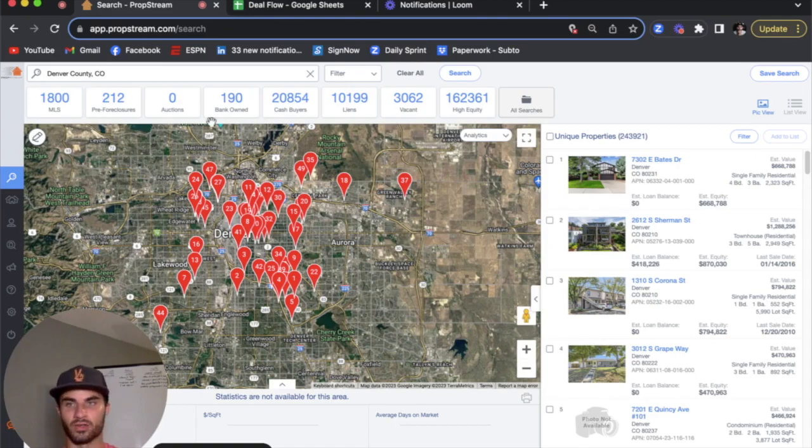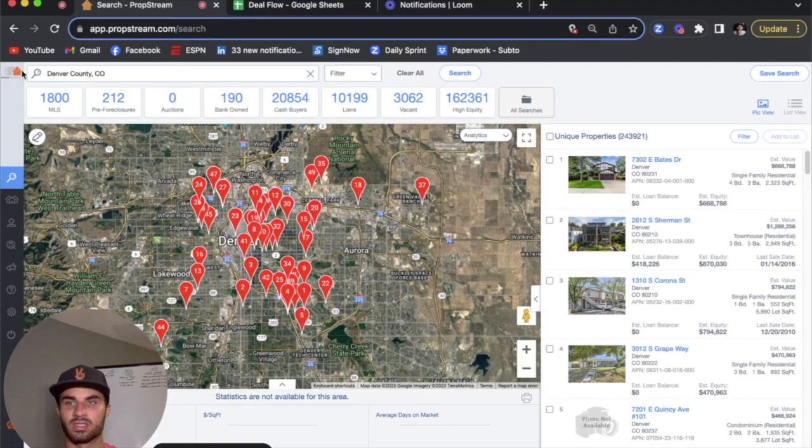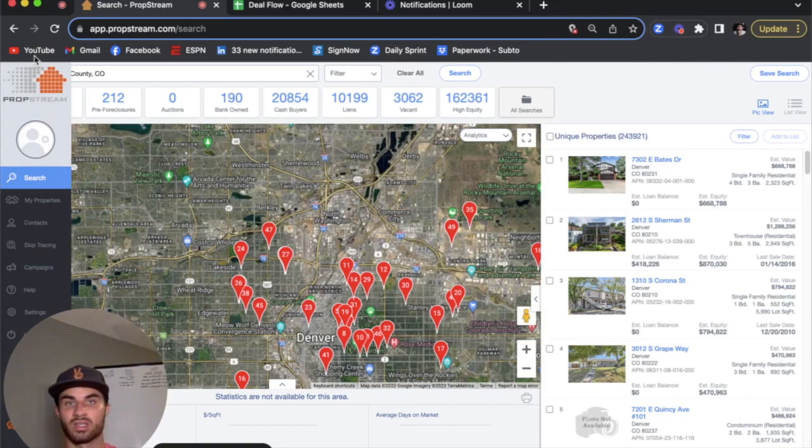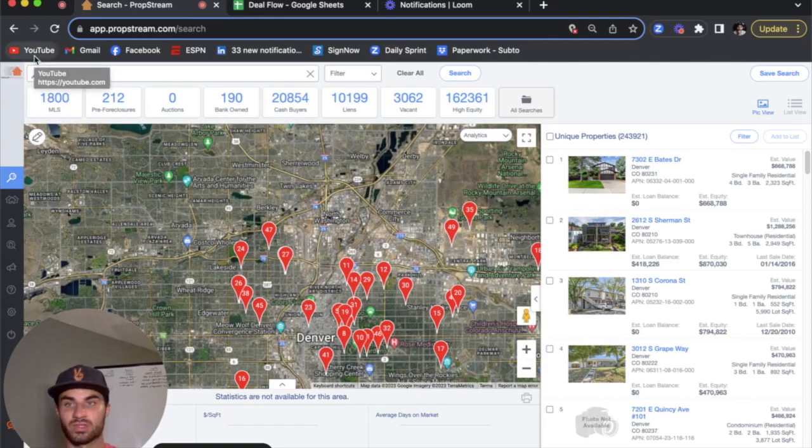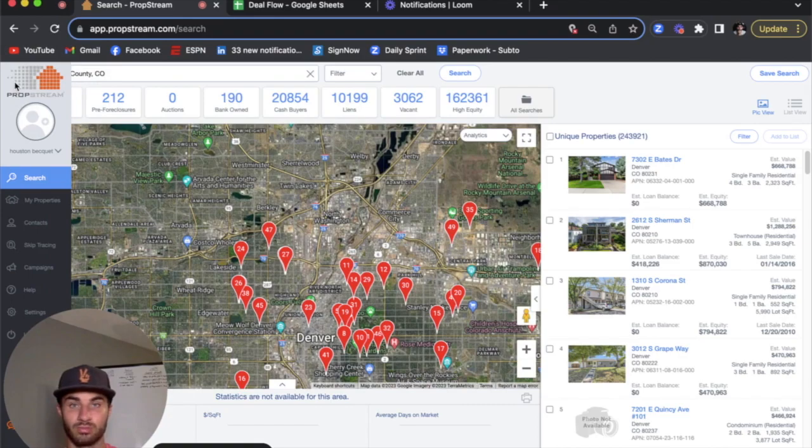So the first thing I'm going to talk about here is the software that I use and a lot of people that I know use to find real estate deals, and that software is called PropStream.